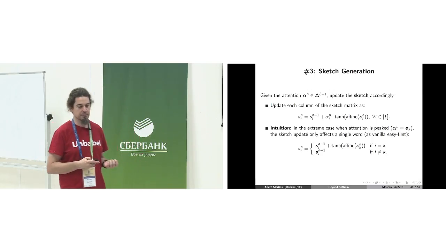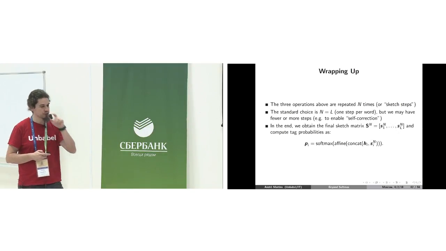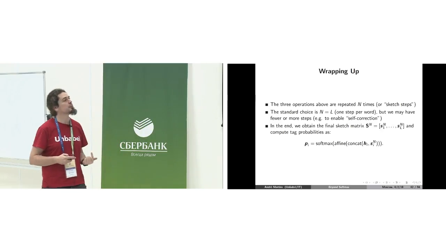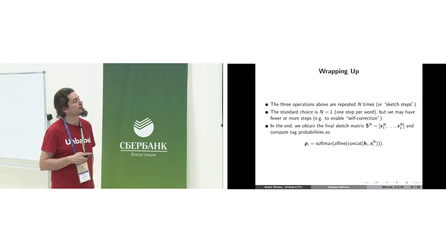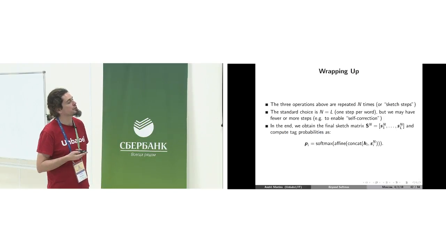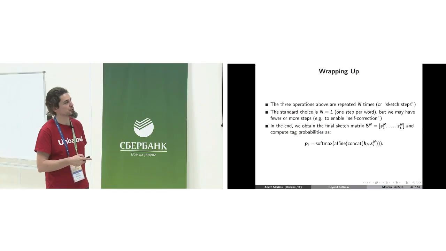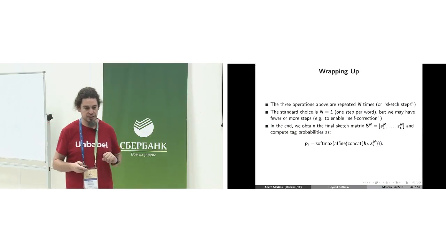So to wrap up, we are going to do this n times. The standard choice is to do it as many times as the number of words in the sentence, but we can also do more steps or fewer steps. In the end, we obtain the final sketch matrix with all the columns updated, and then we just use a softmax to compute the probability for every tag conditioned on this sketch.